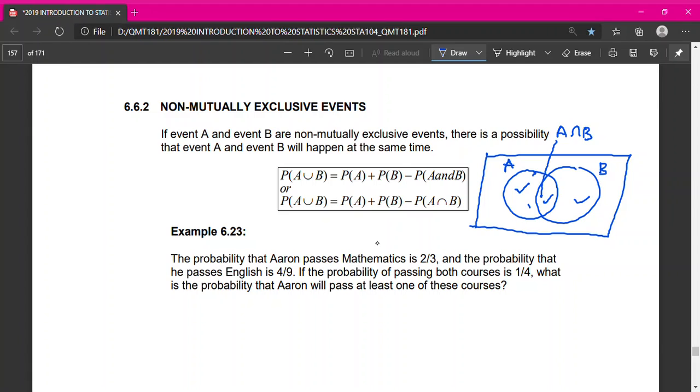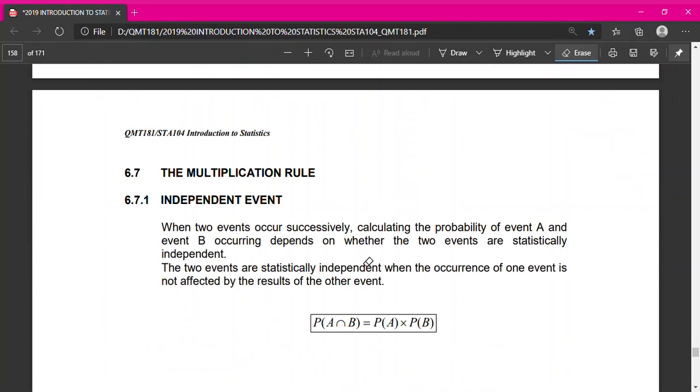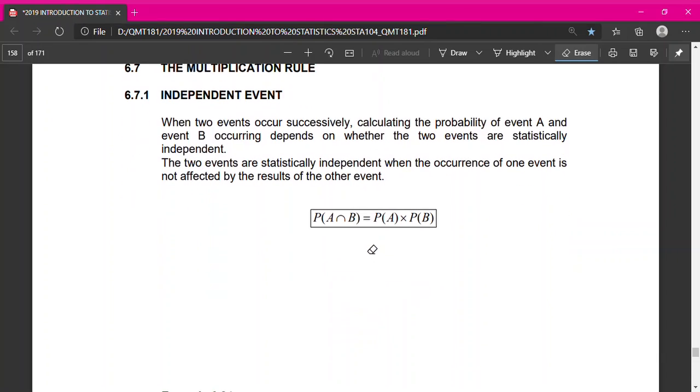Kalau mutually exclusive event, tiada intersection between A and B, so this part tak ada. Kan? Kalau non-mutually exclusive event, ada intersection, so ada this part. Okay, itu beza antara mutually exclusive event dan non-mutually exclusive event. Okay, satu lagi adalah independent event. Okay, which is sama ada A depend on B ataupun A does not depend on B.